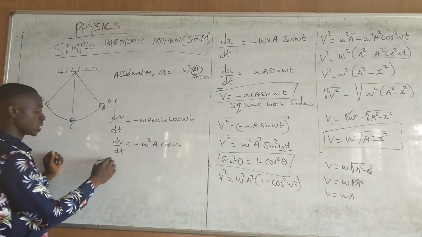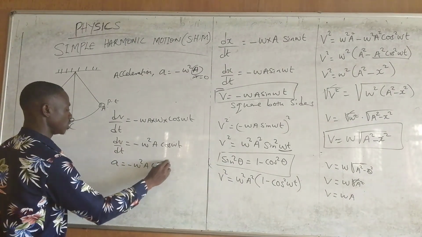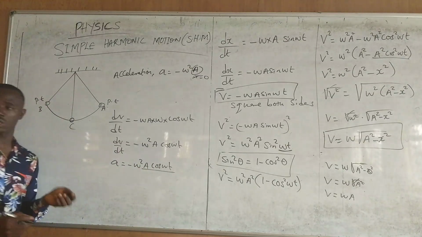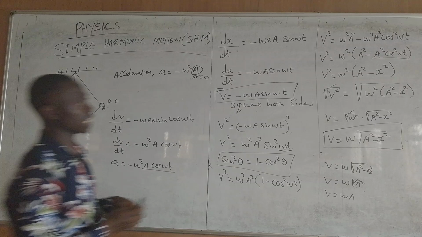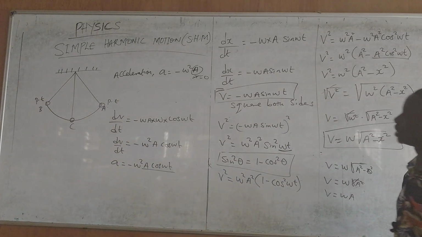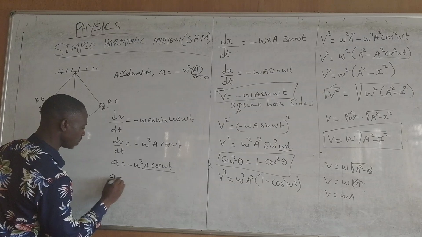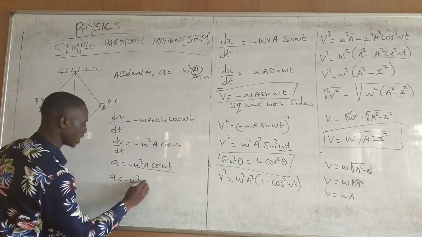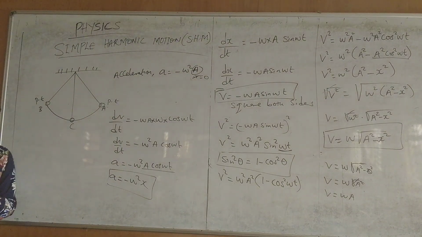And what is dv/dt? That's acceleration. Minus omega square A cos omega t. Don't forget again, what is A cos omega t from the beginning? That's x. Isn't it? You remember? So a will now be equal to minus omega square x. So this is how we have our acceleration equal to minus omega square x.